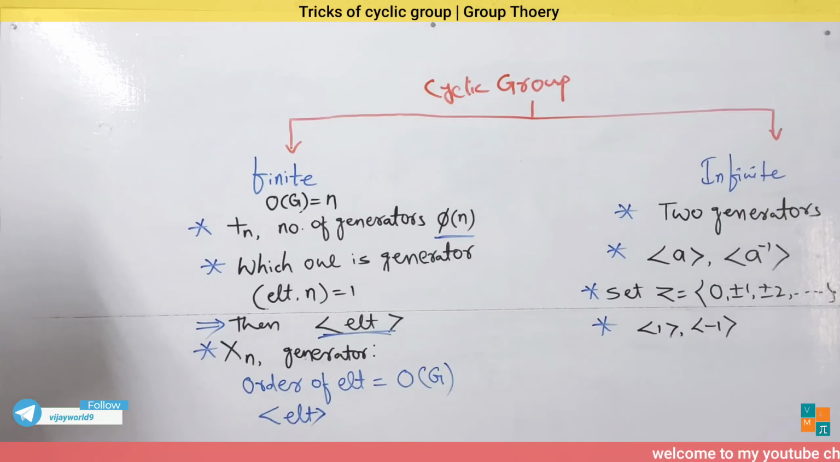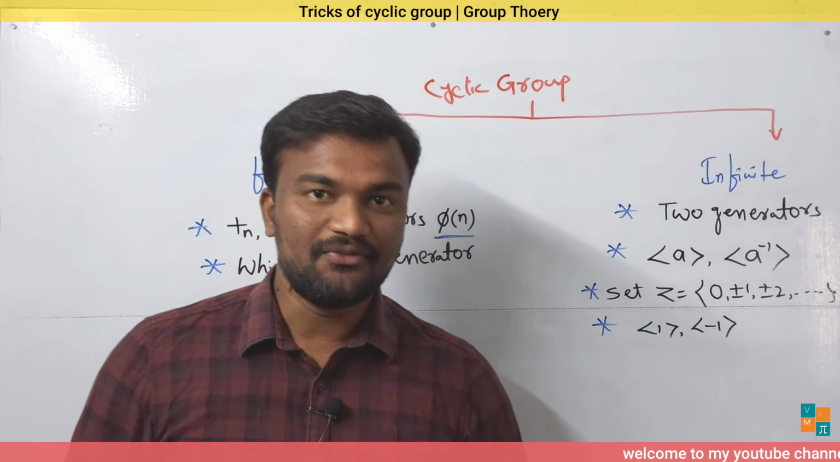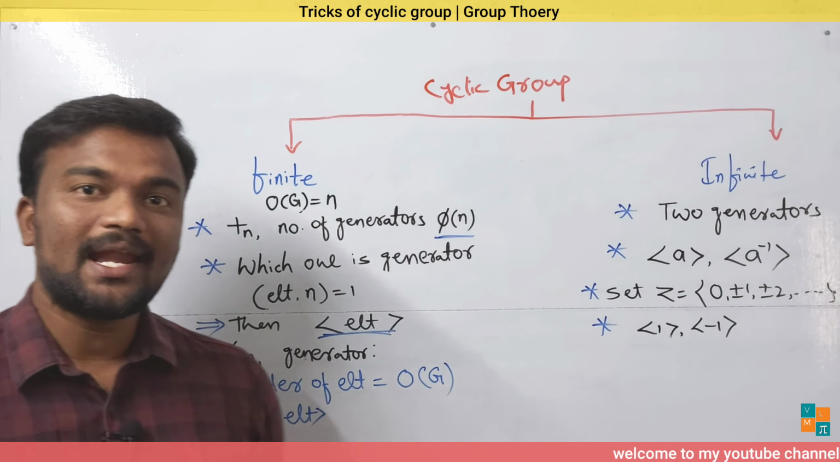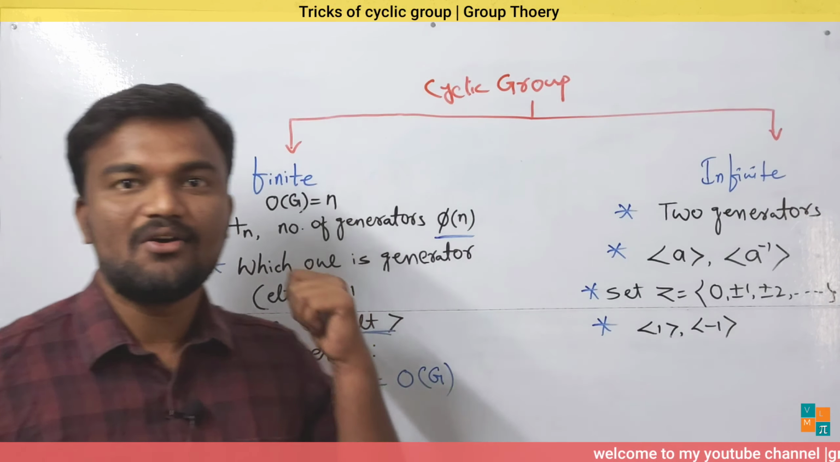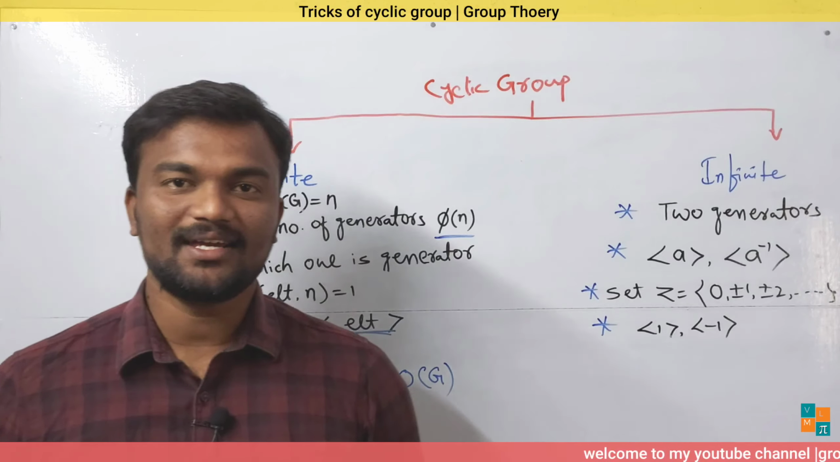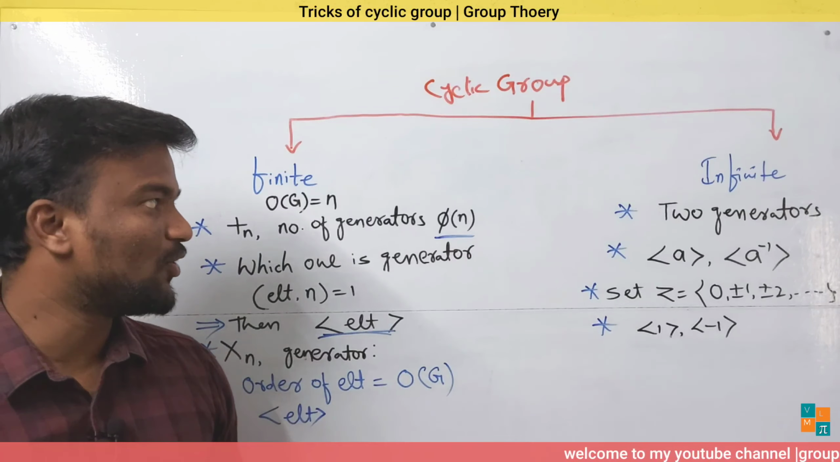Now see here what is given: cyclic group. Here we have two types of cyclic group. The first one is finite, the second one is infinite cyclic group. Infinite cyclic group means that the group contains an infinite number of elements. Finite cyclic group means that the group contains a finite number of elements. Now let's see the infinite cyclic group.